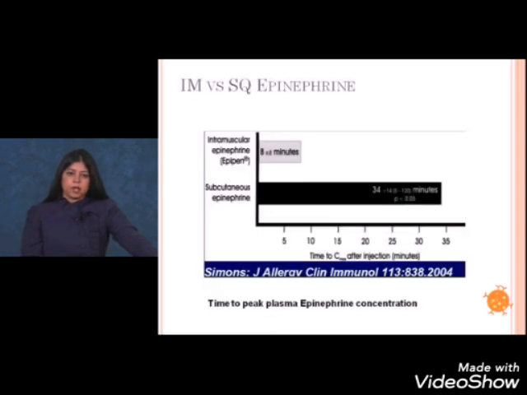IM versus sub-Q, very important. Epinephrine should always be given intramuscularly. You can see here that the time to peak plasma epinephrine concentration with subcutaneous epinephrine is much longer compared to IM dosing, 34 minutes versus 8 minutes. So IM is the preferred route.